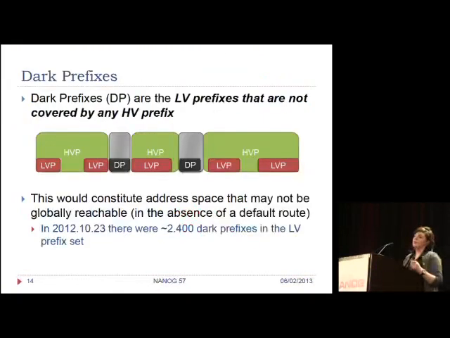So now the question is, are there reachability issues for these limited visibility prefixes? So what we did is look for each of the limited visibility prefixes, we looked for a covering high visibility prefix. And what we found is that there are some limited visibility prefixes that do not have any covering high visibility prefix. Those are marked dark prefixes, so are the black ones there. In our sampling example, on the 23rd of October, we were able to identify about 2,400 of these prefixes. It's very interesting to actually find these prefixes because they may have reachability issues in the lack of a default route.